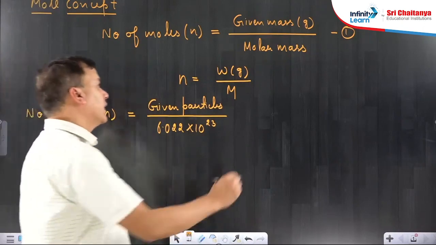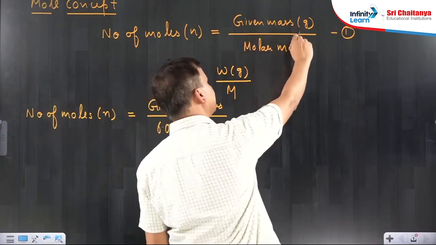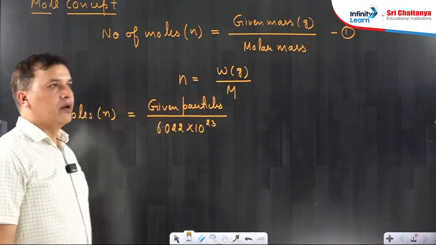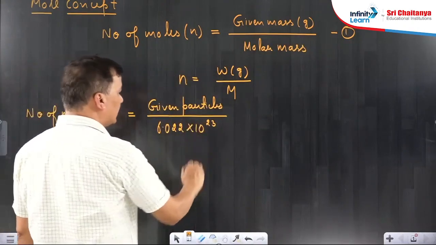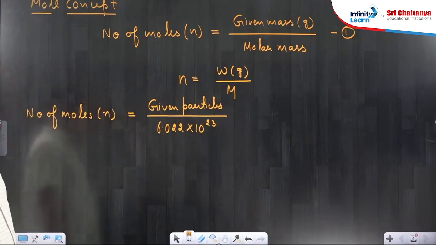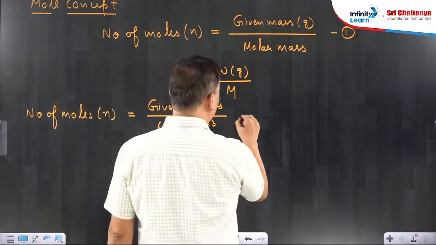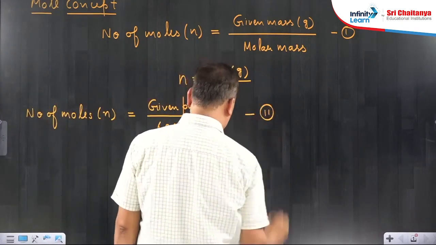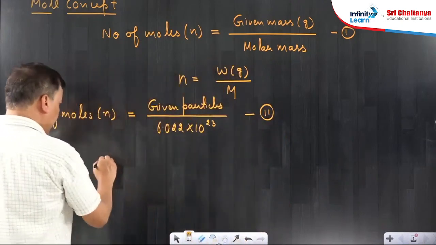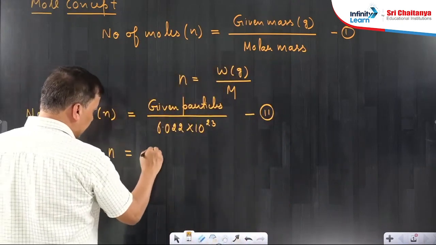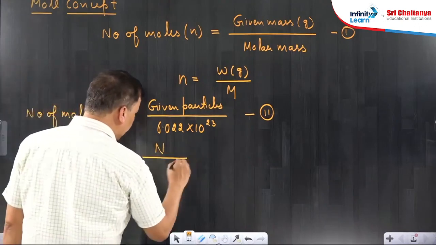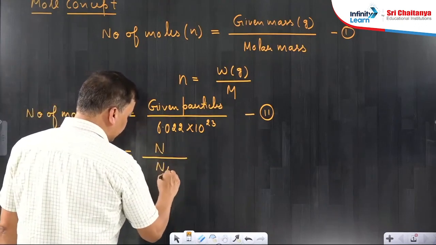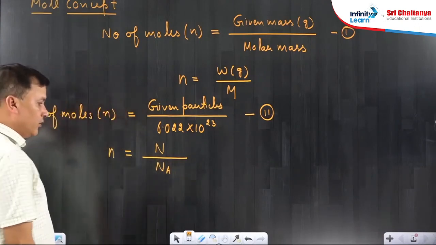Dear student, look at here. If we are given the mass, then we have to divide by the molar mass. If we are given the number of particles, then we have to divide by the molar particles, and molar particles are the Avogadro number. That is the second formula. You got it or not? Number of moles is the given particles, n, divided by Avogadro's number. Avogadro's number is Na. You got it?